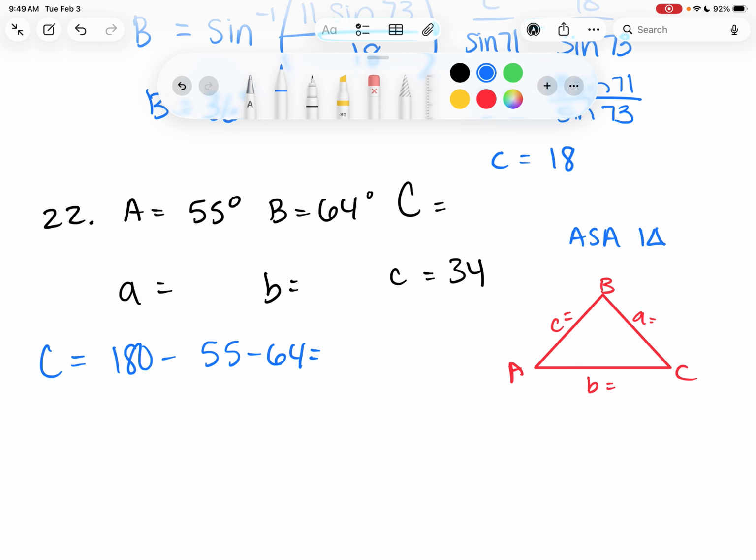61 degrees. Oh my gosh. So again, just to think through what my final answer should look like: B should have the largest side, and A should have the smallest side. So those are things to check as you're going through these problems.